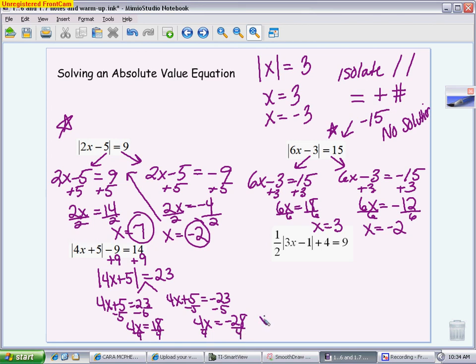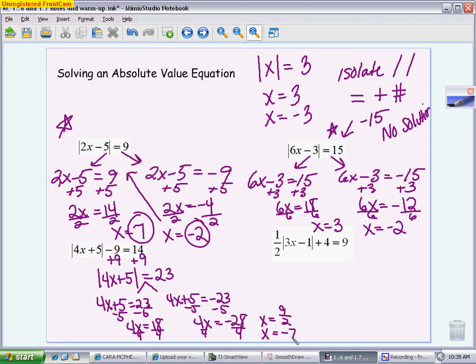We have two answers again. 18 over 4 does not give you a whole number, but it does reduce. You get 9 over 2. If you want to write it as 4.5 instead of 9 over 2, that's perfectly fine. The other one is an integer, though. You get negative 7. So we should be able to write that across the board as negative 7. There are my two answers. It was ready to go.